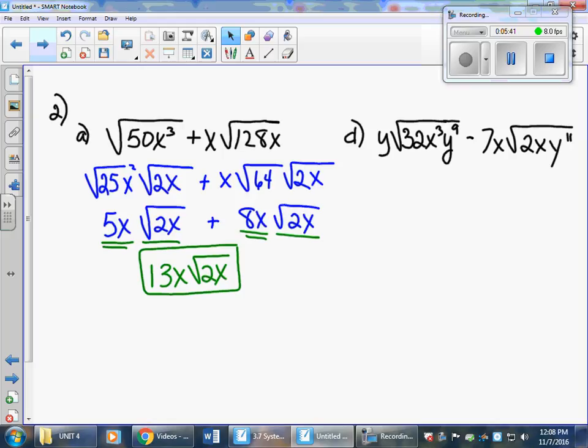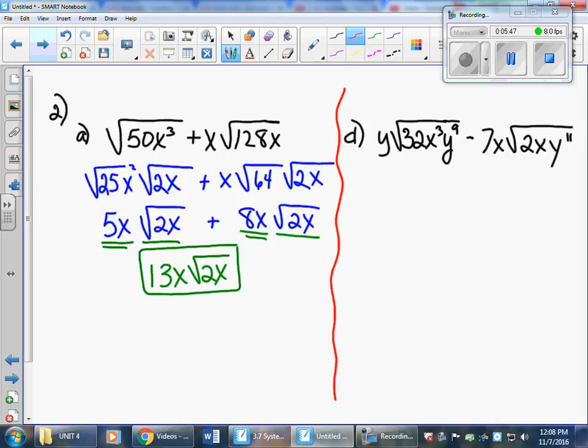Now, skipping down to D, you should have this worksheet. If I didn't give it to you, I will give it to you the next time we see each other in class. But you're going to do the same steps here. Don't forget about that y on the outside, but perfect square, I don't care, because 32 is not a perfect square.